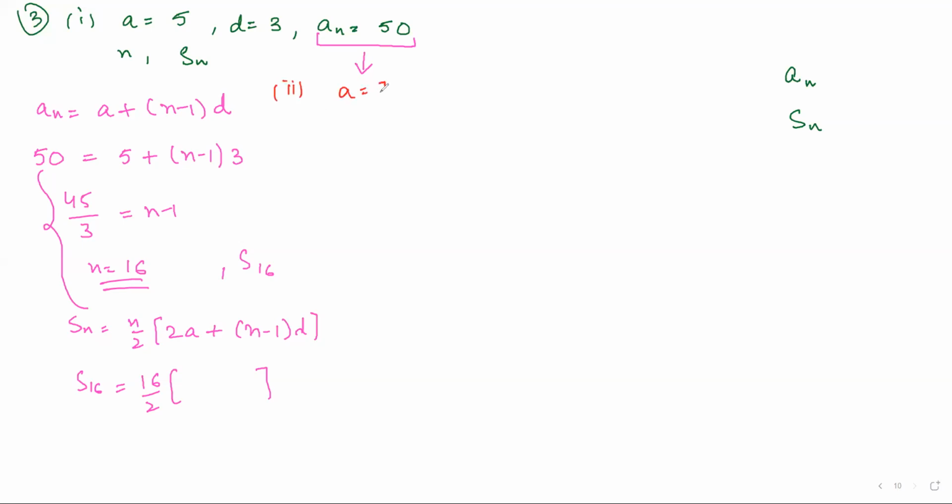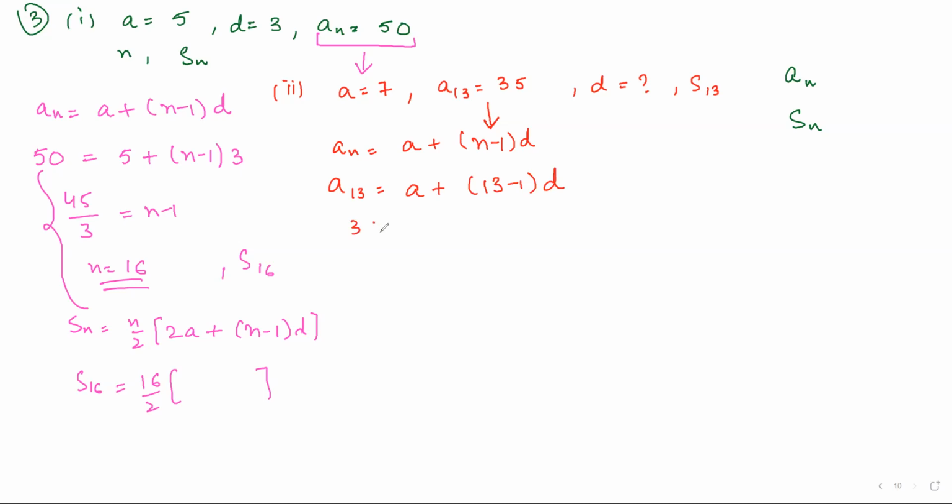Now a is equal to 7 and A13 is equal to 35 and you have to find D, you have to find S13, right? Now D is not given, but something is given. So we start with this information. What is An? An is A plus N minus 1 into D. Now A13 will be A plus 13 minus 1 into D, right? Now A13 is given, that is 35 is equal to A is also given plus 12 into D. So this will give me D.